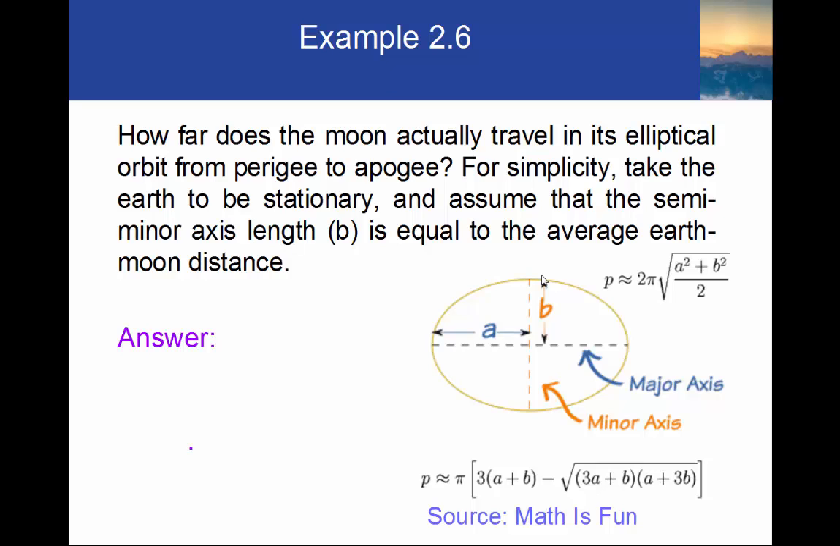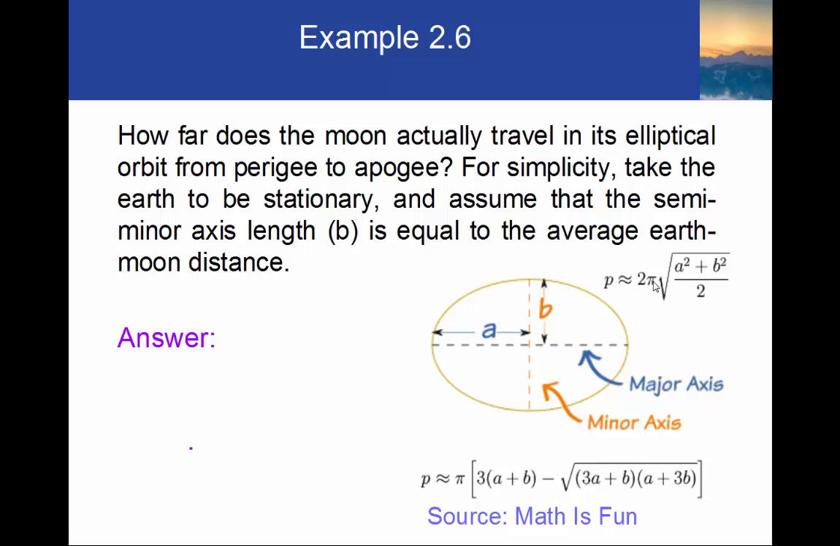And the reason for that is that the moon's orbit is not circular, it is elliptical. So from this point, traveling around the curve to this point, what you actually have is half of the total perimeter of the ellipse. So you have to know how to find the perimeter of an ellipse. It turns out that that is not so simple. There's a number of different formulas that you can use to approximate it algebraically. One is to use this approximation.